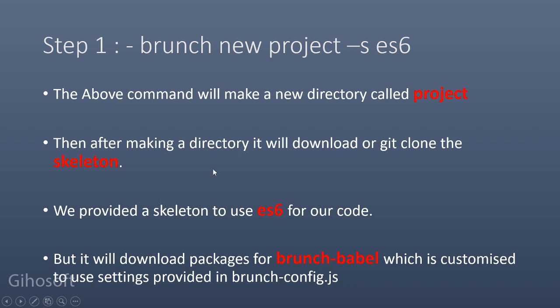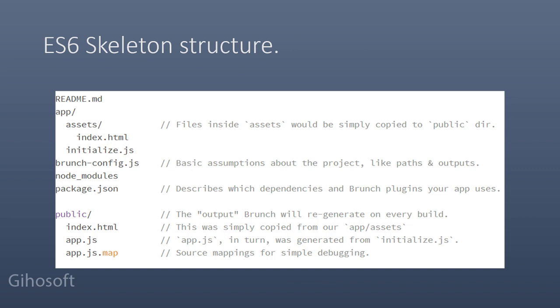And for this we used ES6, so it already comes with downloaded settings for Babel, which is used with Brunch and is already set for us. So we really don't need to config that much, and we can just start writing our ES6 code, and we will get an output in terms of ES5 code, which will be supported by all of the browsers. Let's say this is the ES6 skeleton structure.